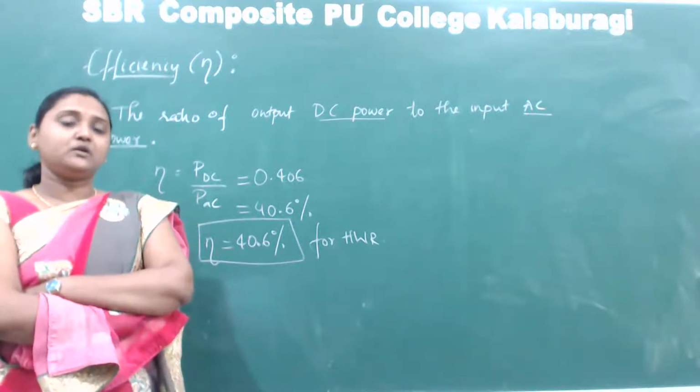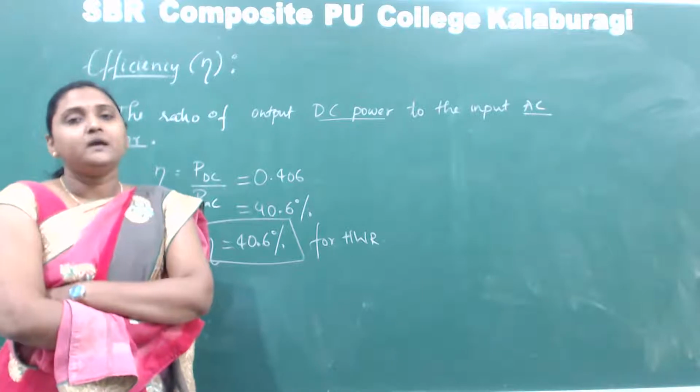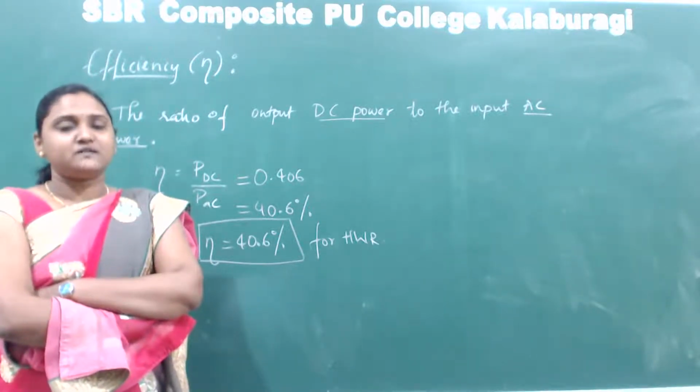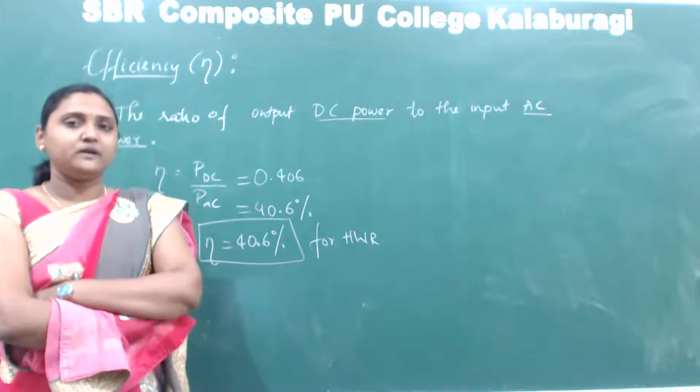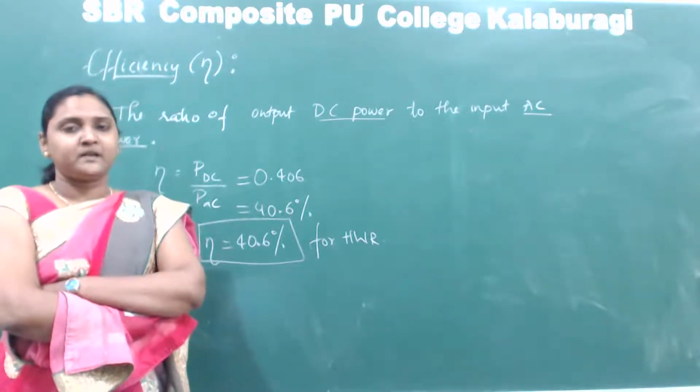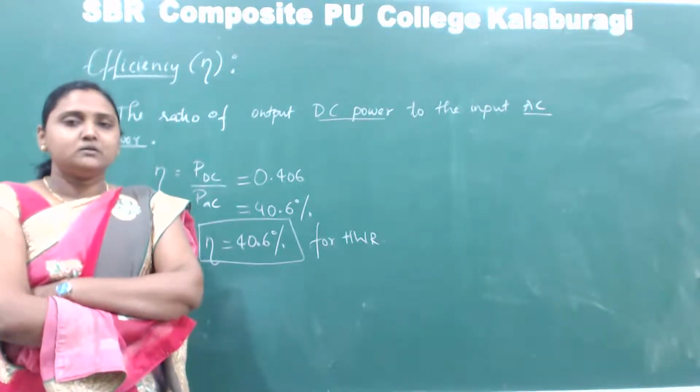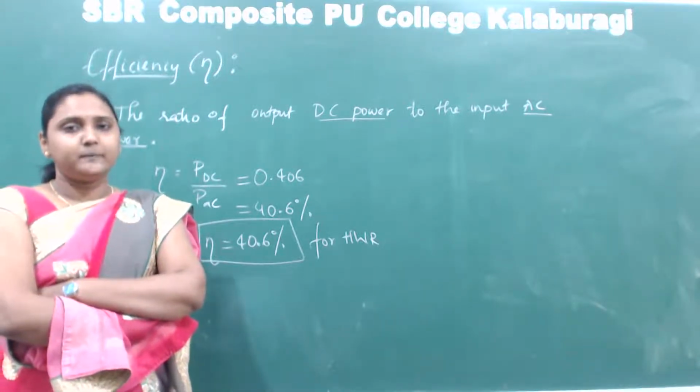Why only pi, not 2 Vm by pi? Because we are having only one half cycle. The other half cycle is not existing. That's why only Vm by pi, not 2 Vm by pi. Right? VDC. IDC is equal to similarly Im by pi.